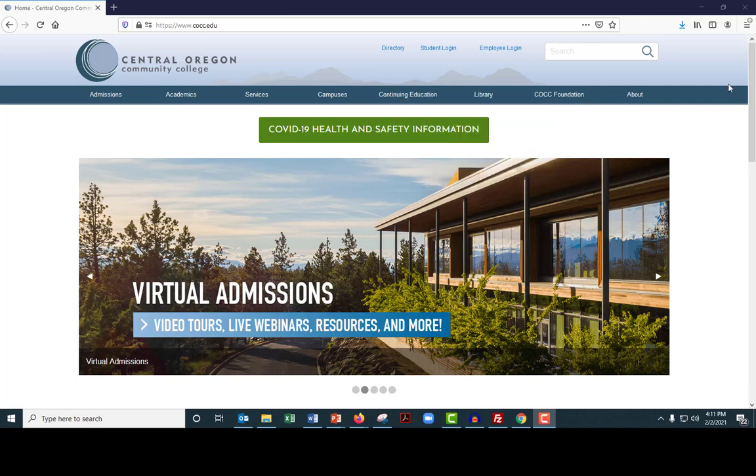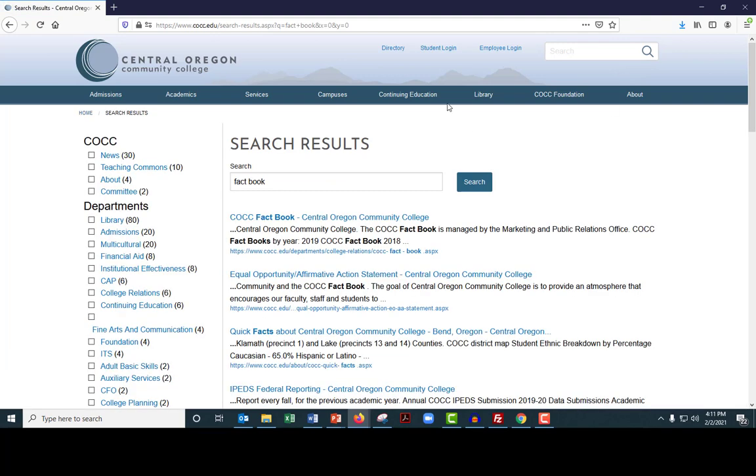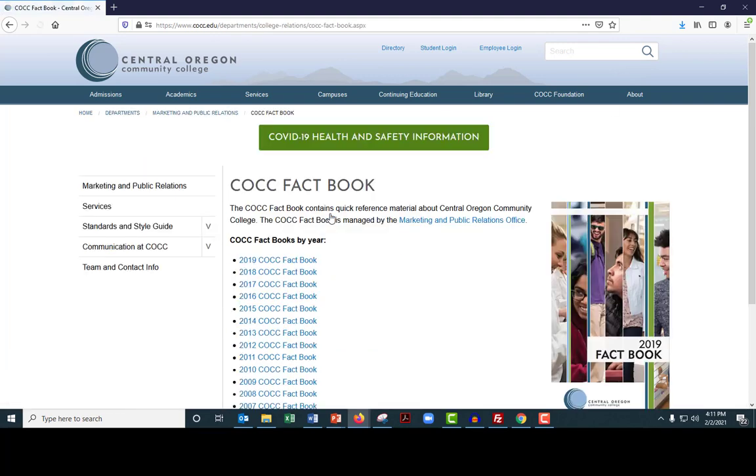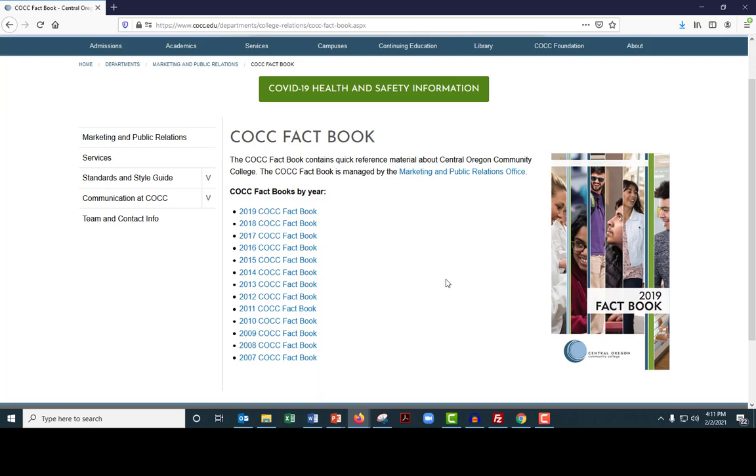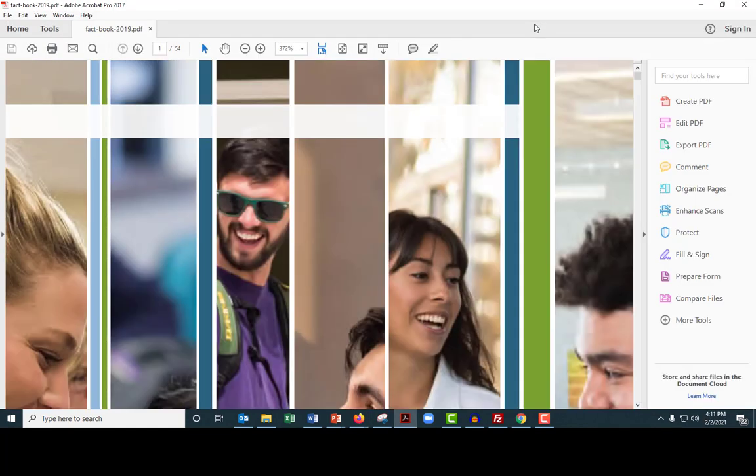Okay, here we are on COCC's website, and I am going to look up something called the fact book. I'm going to try to spell it correctly. The fact book. This is something we used to print over the past few years, these little tiny books that my buddy Ron would carry around. I'm going to go into the most recent one, the 2019 COCC fact book. I guess they haven't updated it for about a year.